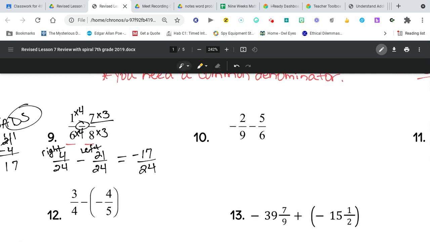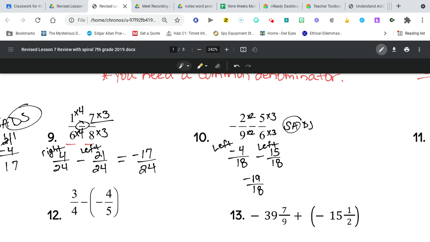All right, between 9 and 6 on number 10, the common denominator is 18. So I'm going to multiply this by 2 and that by 2. That's going to give me negative 4/18. I'm going to multiply this by 3 and that by 3. So negative 4/18 minus 15/18. Both of these are to the left. So same direction, you need to add. So basically, if I add, I get negative 19/18.